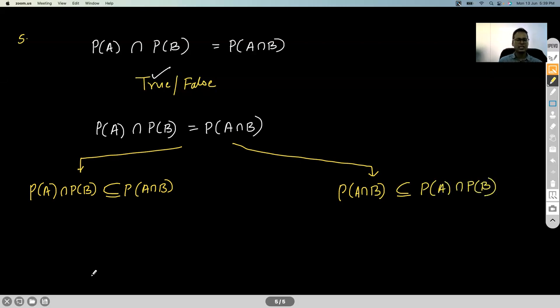Correct. So when both of them are proved, then only I can conclude that these two sets are actually equal. So I'm coming from your understanding of power sets. I'm coming from your understanding of subsets.